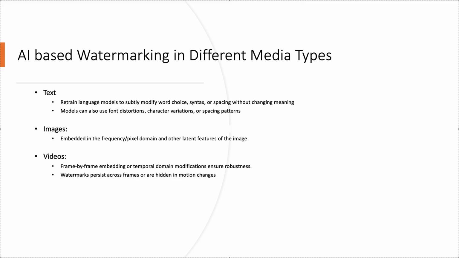The real power of AI in all these media types is adaptability. Traditional algorithms follow fixed rules. AI learns. It can adapt its embedding strategy based on the specific content, finding the optimal places to hide information where it's most imperceptible yet most resilient. It's not just following a recipe, it's making intelligent decisions for each unique piece of content.